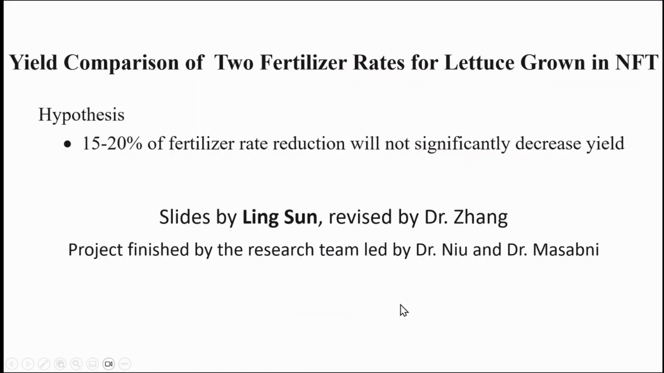And another example we want to introduce is a yield comparison of two fertilizer rates for lettuce grown in the nutrient film technique system. So our hypothesis is that a 15 to 20% fertilizer rate reduction will not significantly decrease the yield of crops. This study's slides were made by Ms. Sun and revised by me.